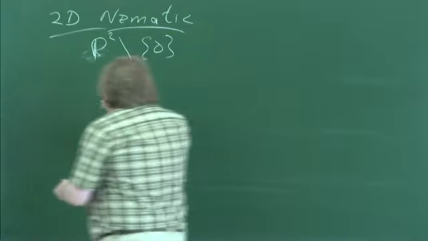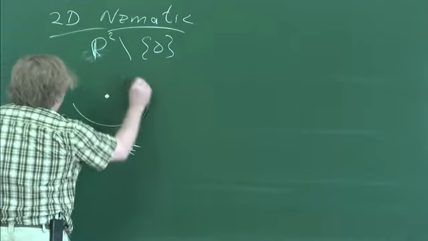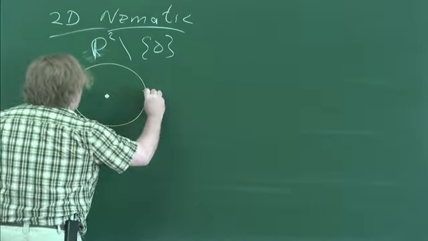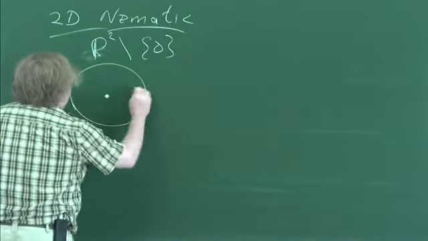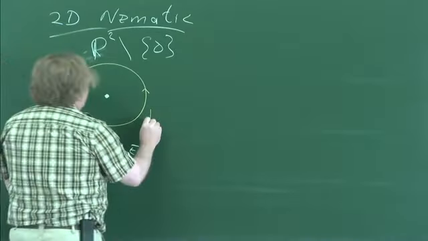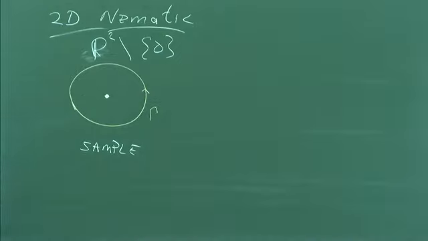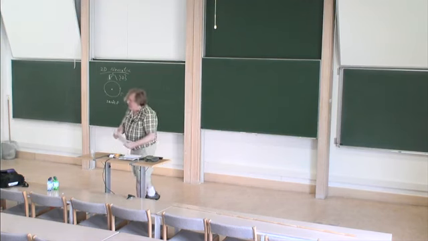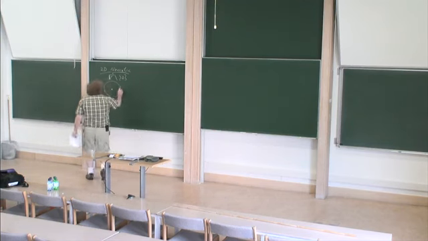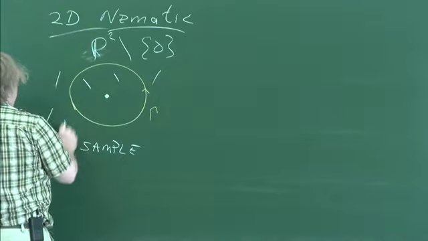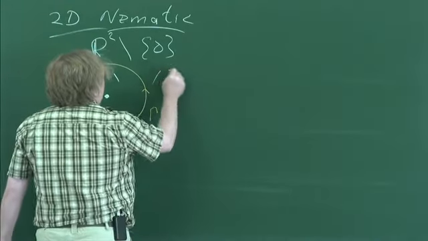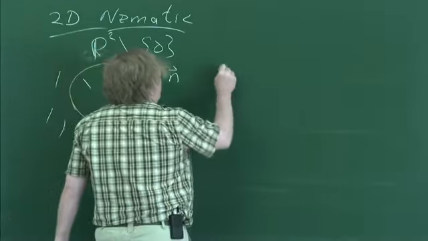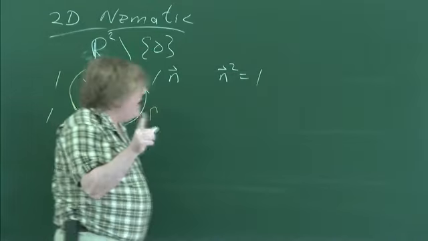So anyhow, here's your sample, and here's a piece of colored chalk. What I'm going to do is a measurement. I'm going to go around this defect, doing a measurement on this curve gamma. I'm going to assume that I know the direction of the molecule, so everywhere in space here, I have some field n. This is the field n. n is a unit vector.